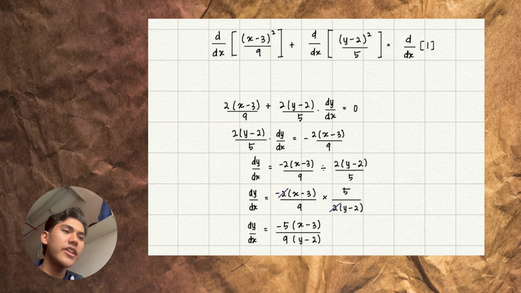Okay, next, we need to find dy over dx using implicit differentiation. The first step is to differentiate each part in the equation, and then we arrange it to find dy over dx, and we will get negative 5x minus 3 over 9y minus 2.